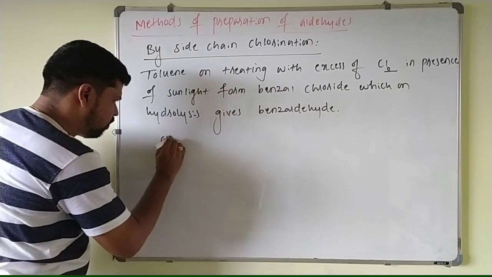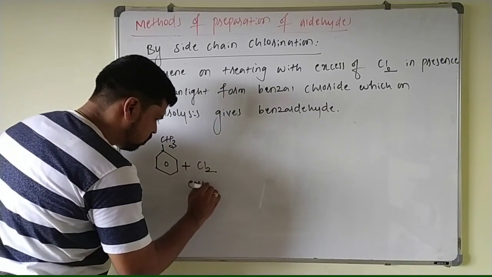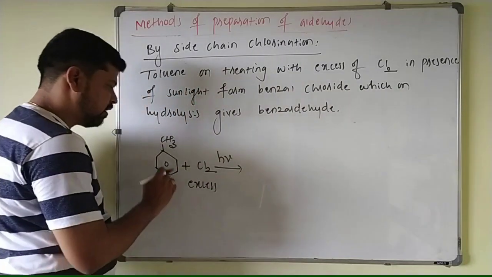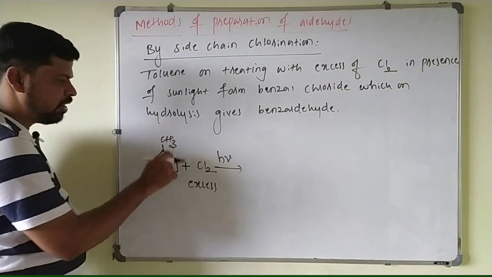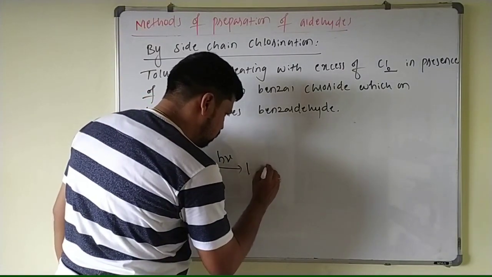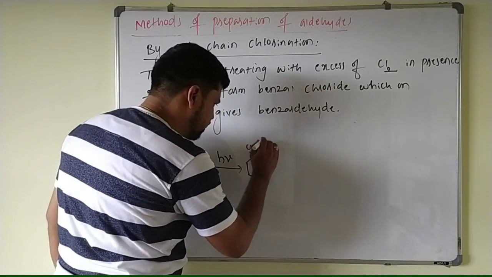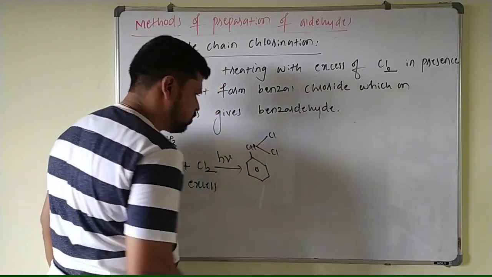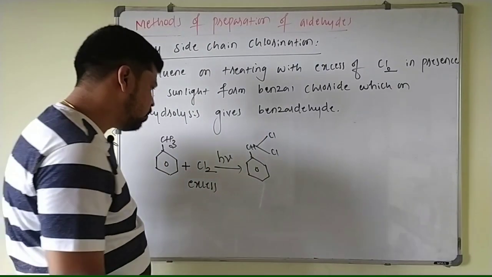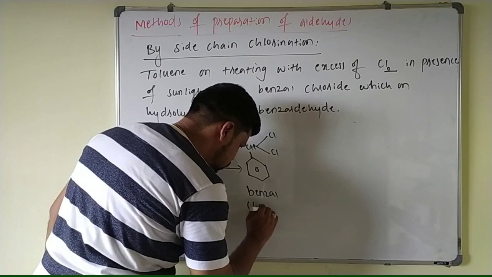So now this toluene reacts with excess of chlorine. Chlorine must be taken in excess amount in presence of sunlight, so that in this methyl group, two hydrogen atoms are replaced by chlorine, so that side chain chlorination takes place. Here it will form benzyl chloride, that is CHCl2. Two chlorines are attached to the carbon here, two hydrogens are replaced by chlorine. So this is your benzyl chloride.